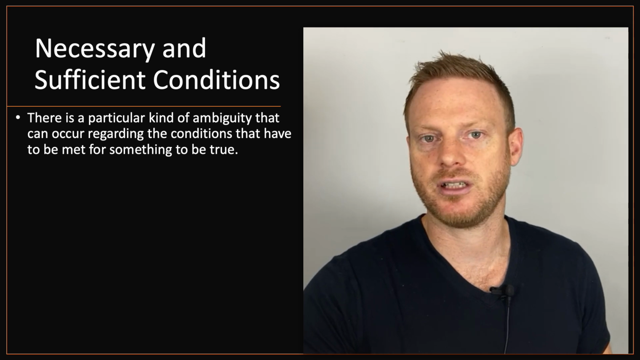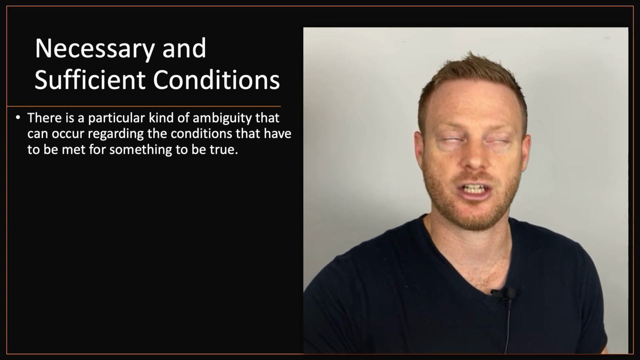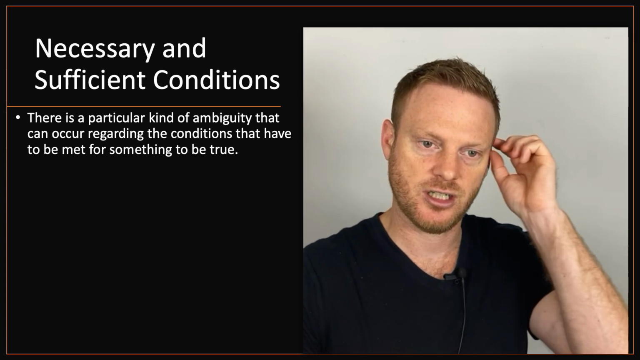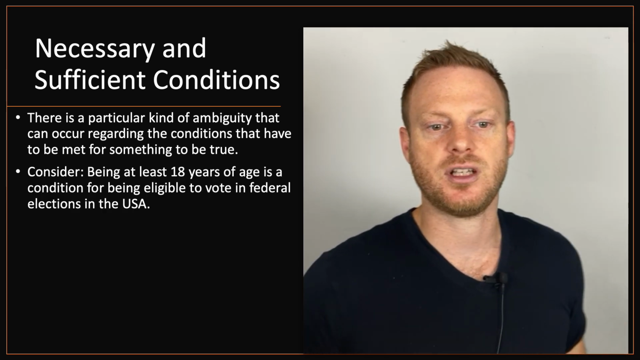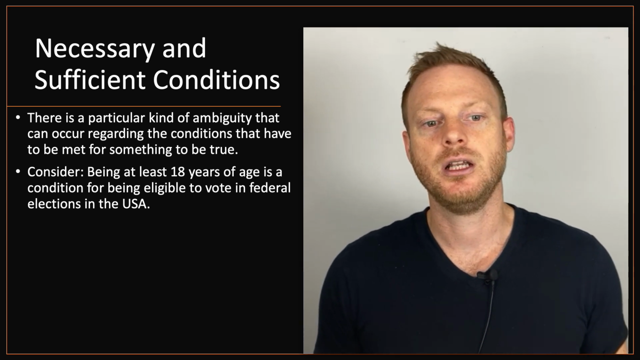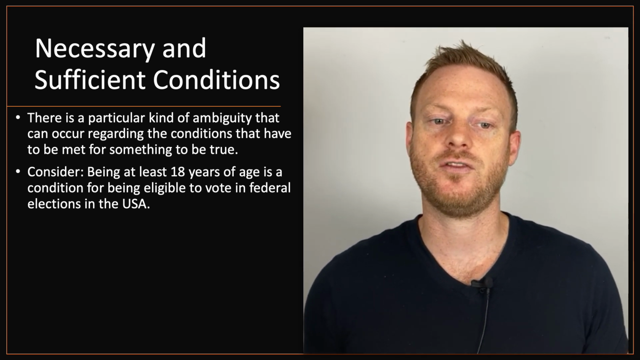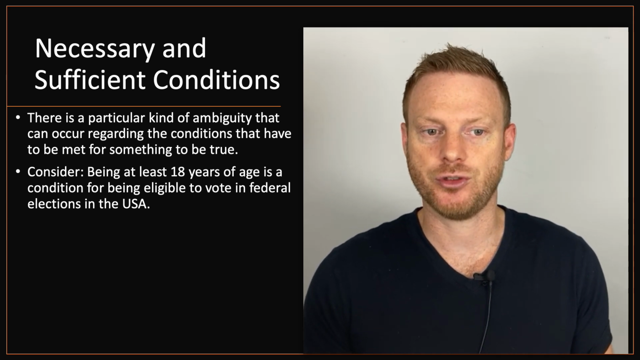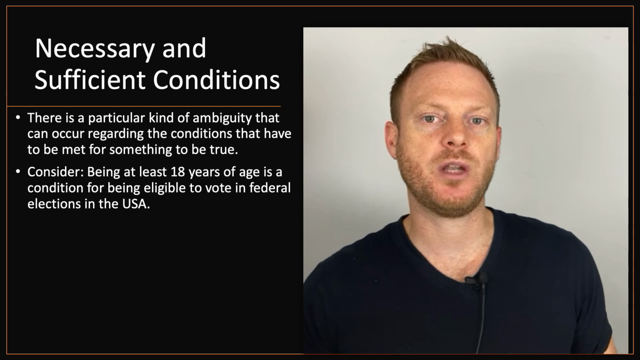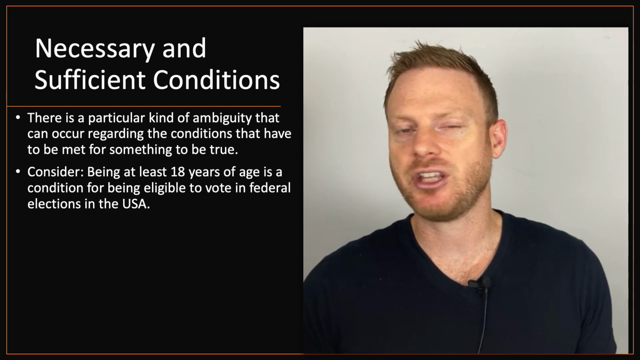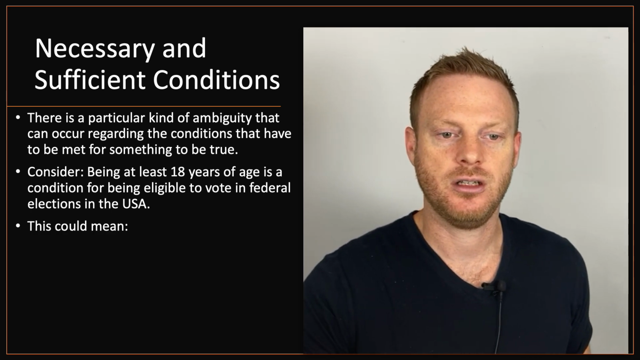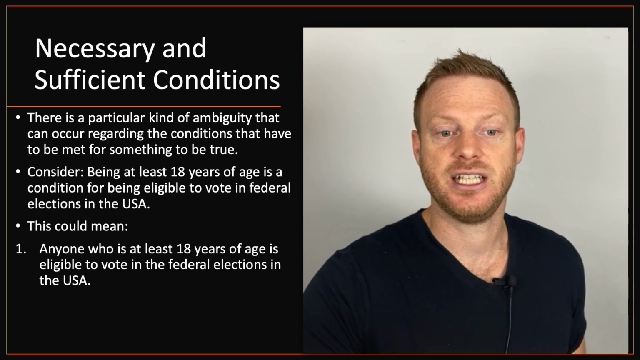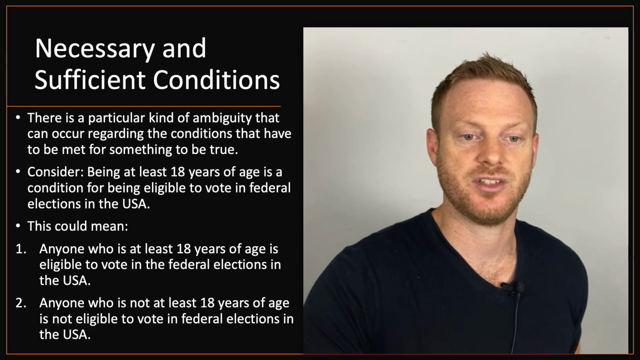So there's a particular kind of ambiguity that occurs when we're talking about conditions that have to be met for something to be true. We're talking about conditions here. And so consider this statement: being at least 18 years of age is a condition for being eligible to vote in federal elections in the USA. That happens to be true, but there's multiple ways we can understand how the condition is operating here. So this could mean anyone who is at least 18 years of age is eligible to vote in the federal elections in the USA.